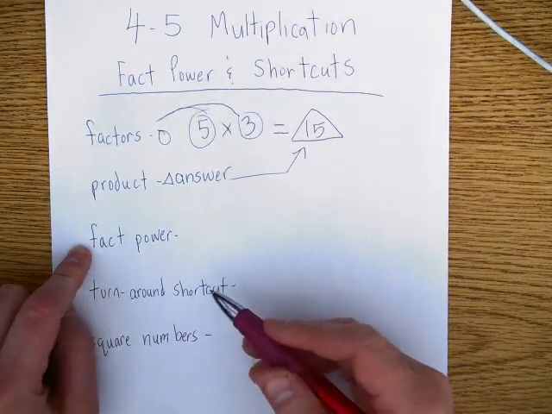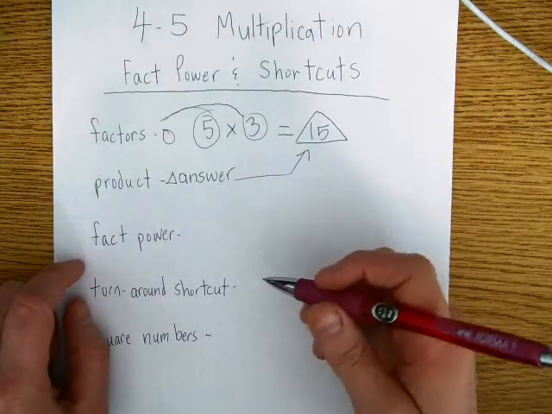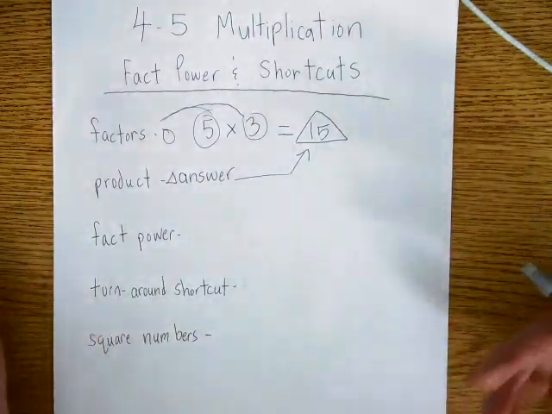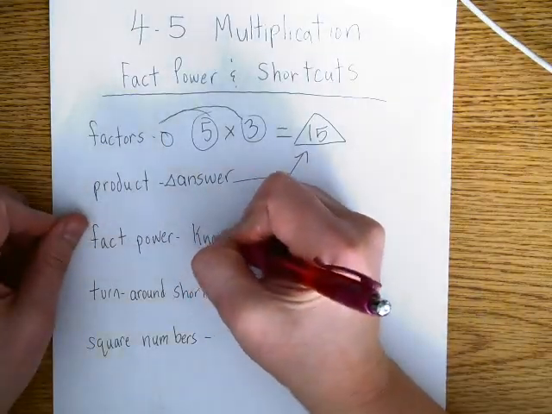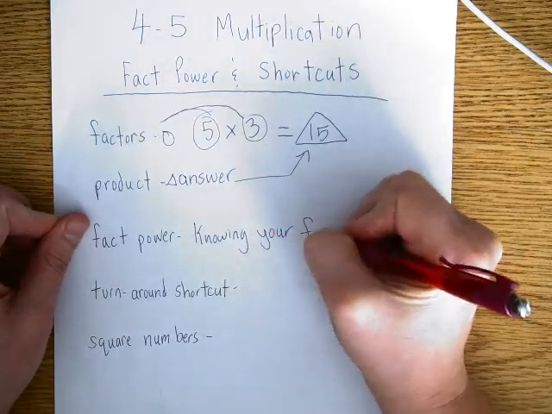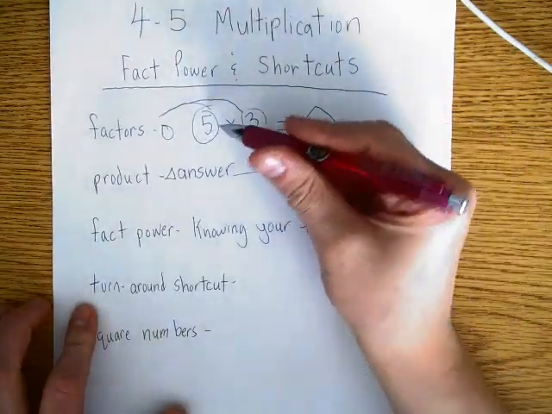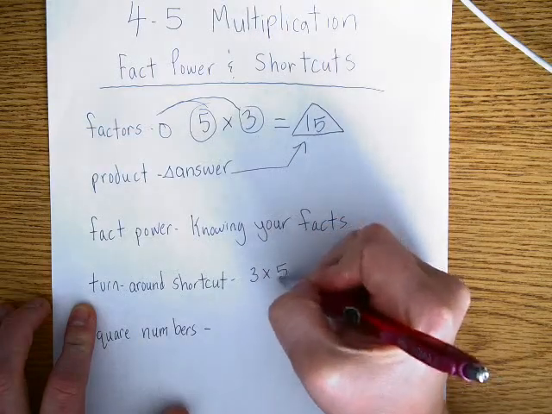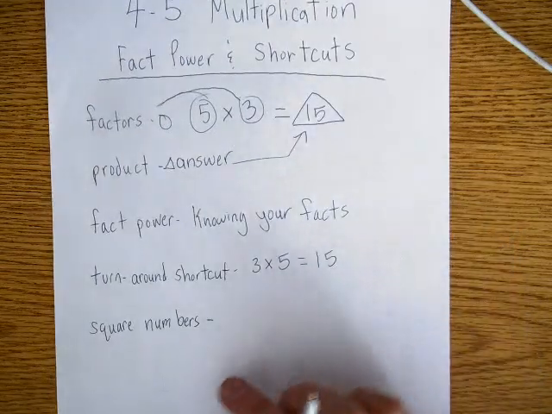Fact power. Fact power is referred to in Everyday Math as being able to know your facts quickly and being able to recall them, with good fact habits. So it's basically knowing your facts. Just try to learn them. You have to practice them. Turnaround shortcut. That's like saying, well, I know that 5 times 3 equals 15, so 3 times 5 also equals 15. Okay?